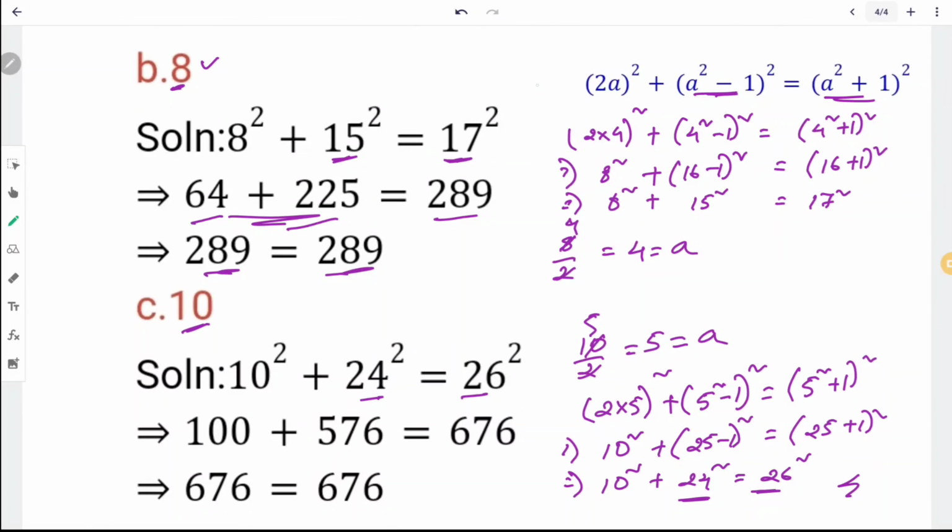Alright, so you just remember this formula. Once you know that, you can simply do it. What you have to do is divide the number by 2 first to get a. Divide the number by 2 to get a. Right, so 10 square is 100, 24 square is 576, 26 square is 676. When you add these two, you're going to get 676, and the right hand side will be the same. Okay, so these are Pythagorean triplets. a square plus b square should be equal to c square.